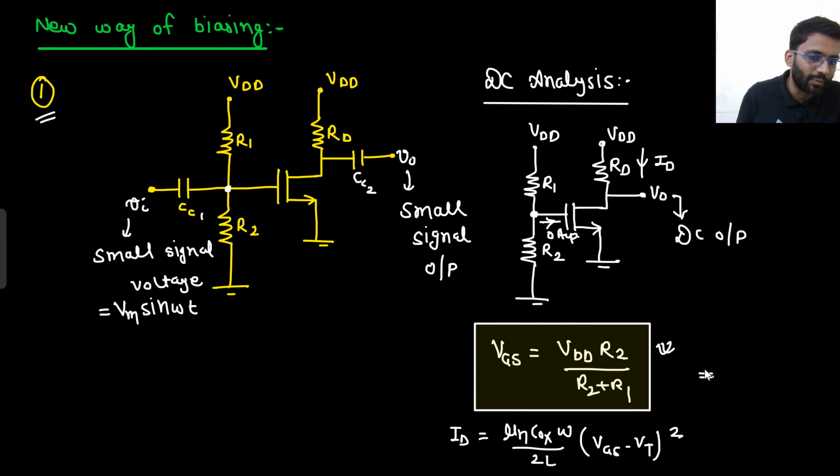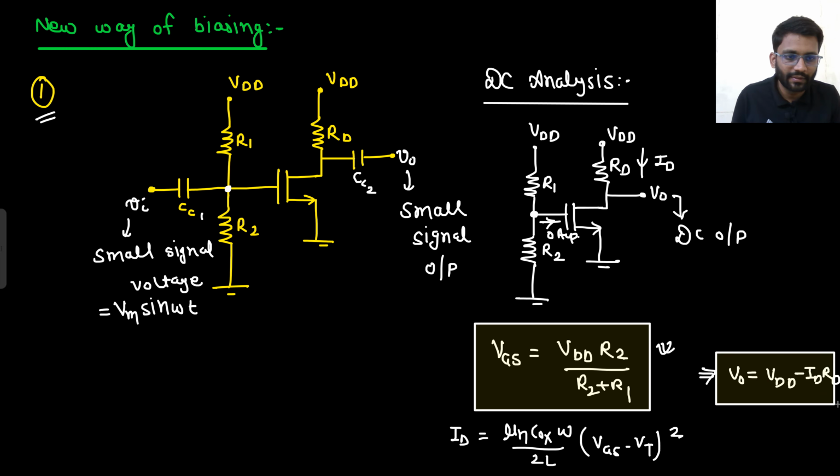And then what will be your output? Output will be VDD minus ID into RD. That's it. That will be your output. This will be your ID.